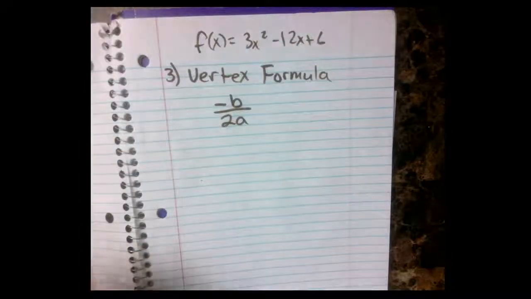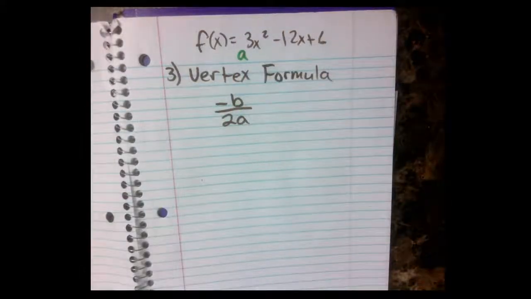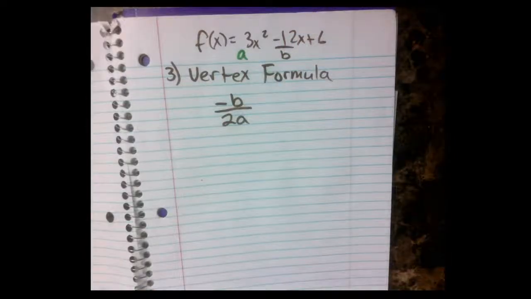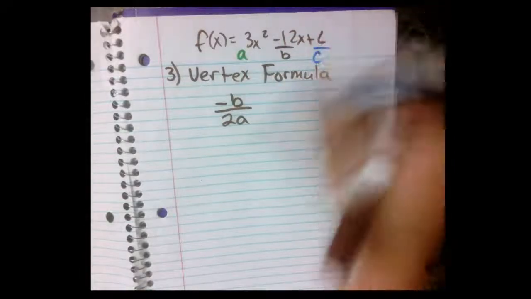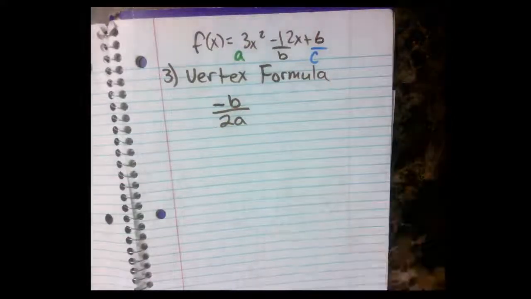Remember that first one is a. The second one, I guess we'll keep in the same color, that's going to be b. And then blue over here, we'll make c. That actually looks like a C, so let me fix that. That's a 6, okay?